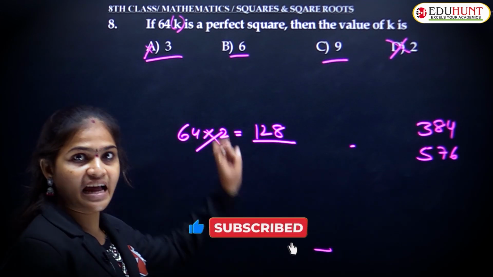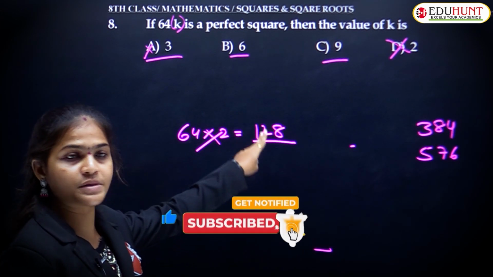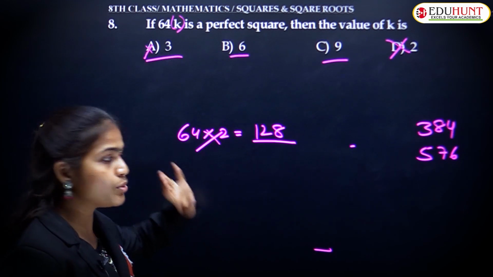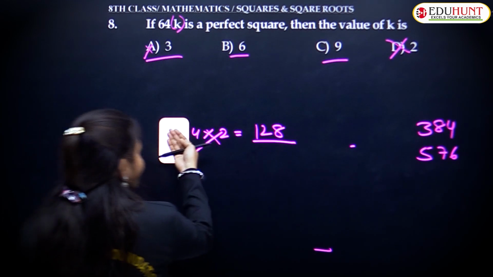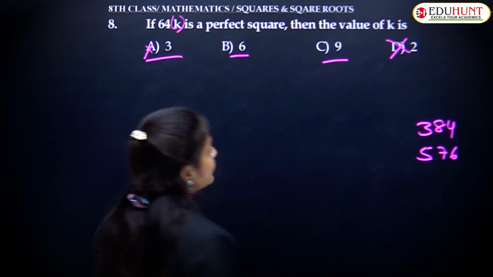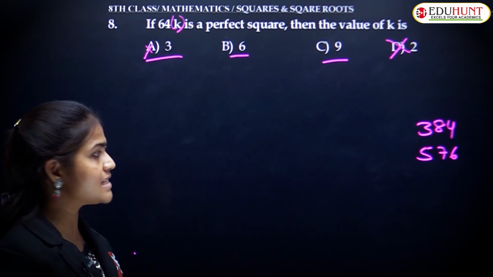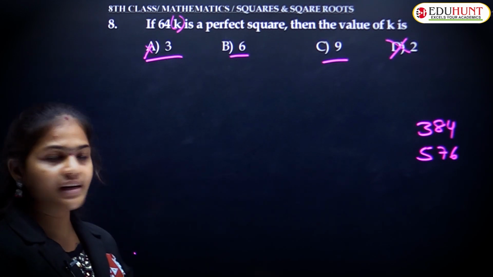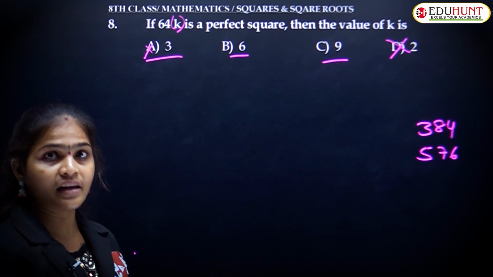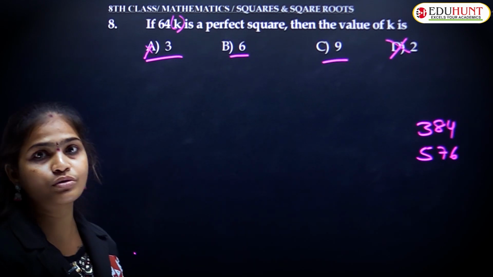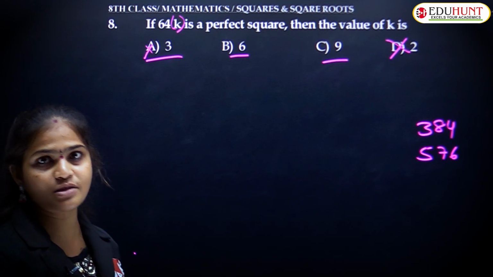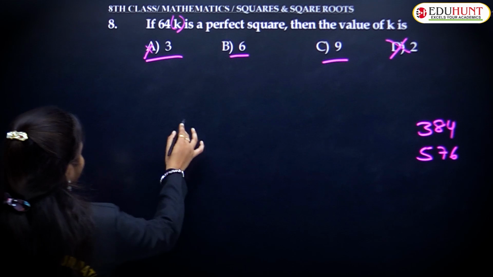So we still have 2 more options. We have to check whether those 2 are perfect squares or not. If you know the answer directly, that 576 is a perfect square, then you can easily keep 9 as the answer. If you don't know which of those 2 is a perfect square and which is not, then you have to go for the checking.